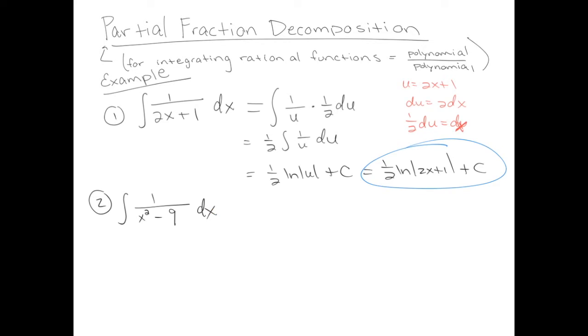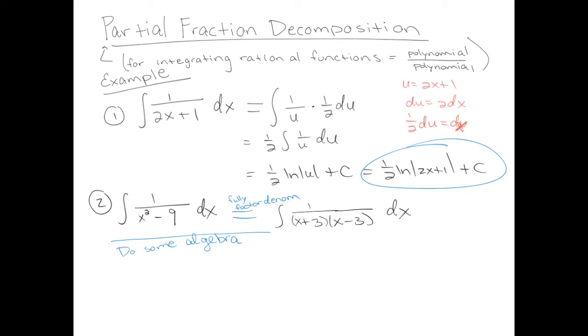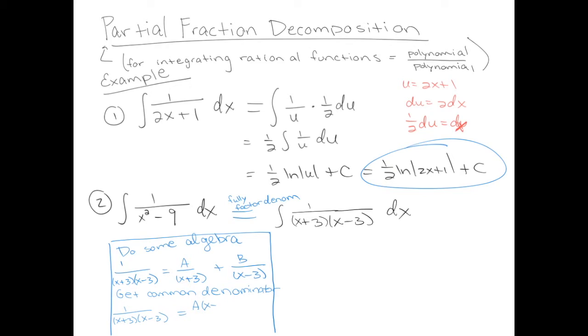The first step of partial fraction decomposition is to fully factor the denominator. After the denominator is fully factored, we're going to do some algebra. And this is the partial fraction decomposition part of the problem. This fully factored version of the problem can actually be written as a number over x plus 3 plus another number over x minus 3. And all we have to do here is figure out what capital A and capital B should be. We're going to get a common denominator on the right side of the equation. The first term I'm multiplying x minus 3 over x minus 3, and the second term I'm multiplying x plus 3 over x plus 3.